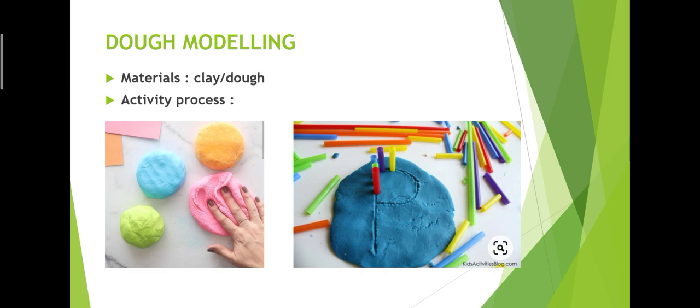Then dough modeling. Materials are clay or dough. Activity process: by supplying dough to the children, make them prepare anything, whatever the shape may be; we will give full-fledged freedom to the students. With the help of this dough, the students can make alphabets, numbers or animals or whatever it may be. First, let's give them freedom.